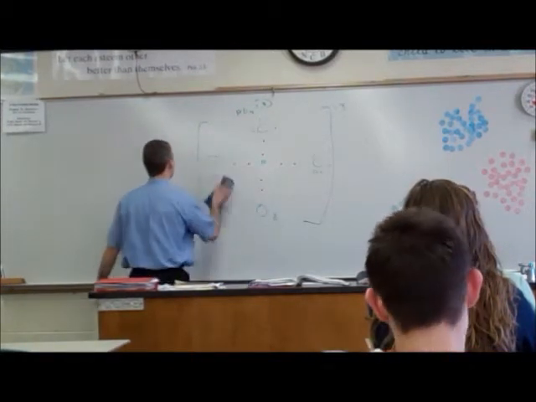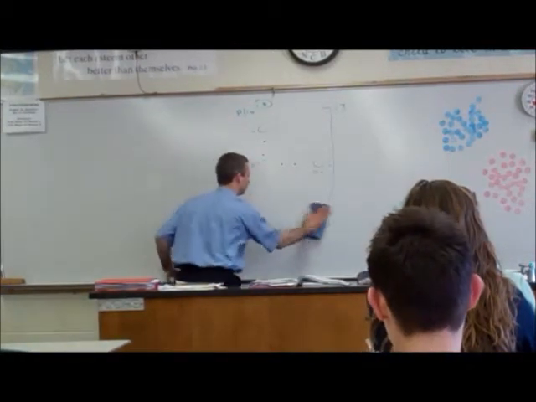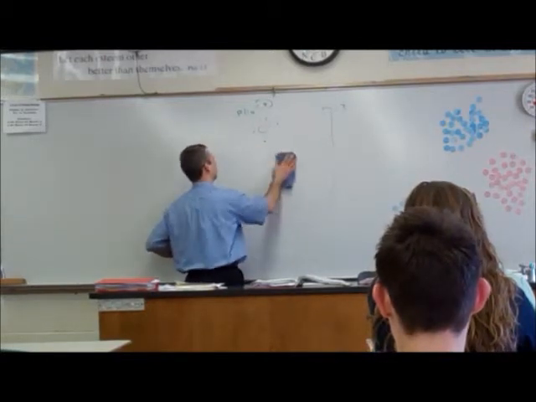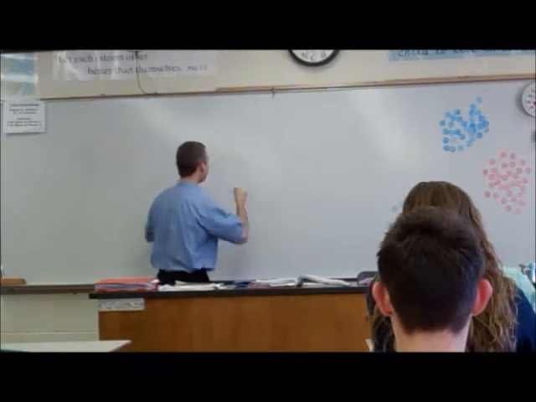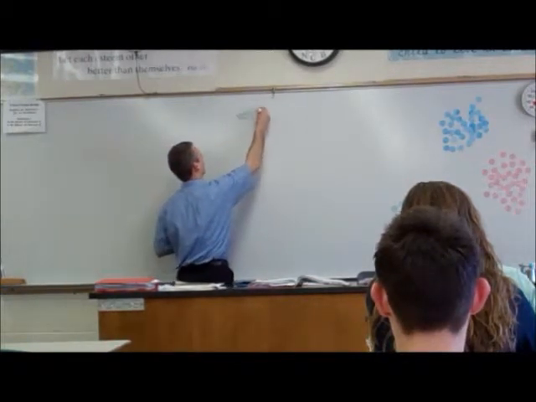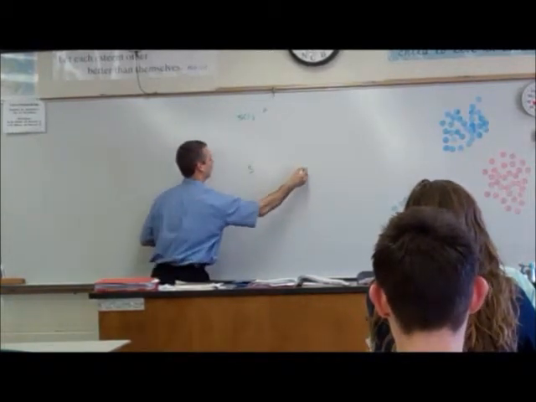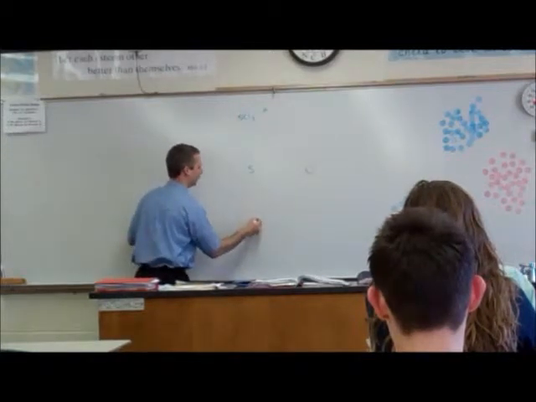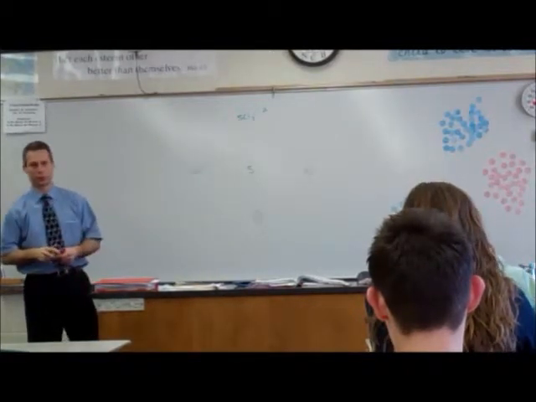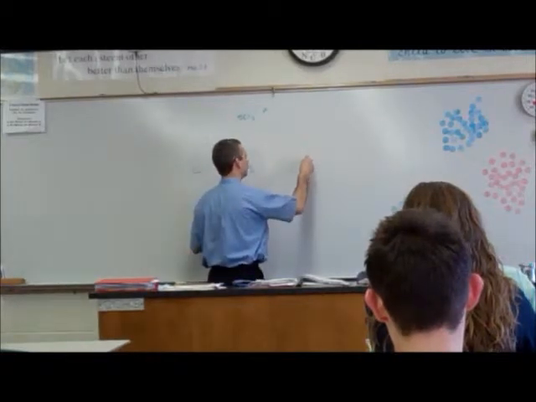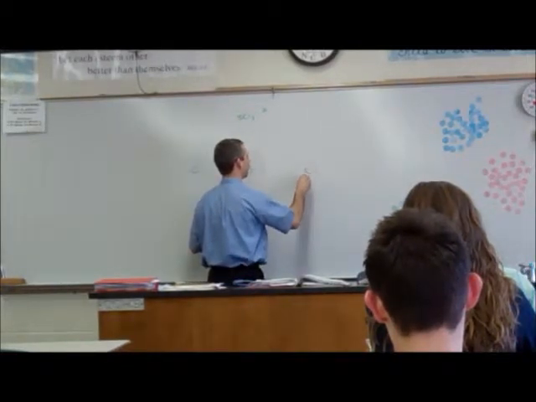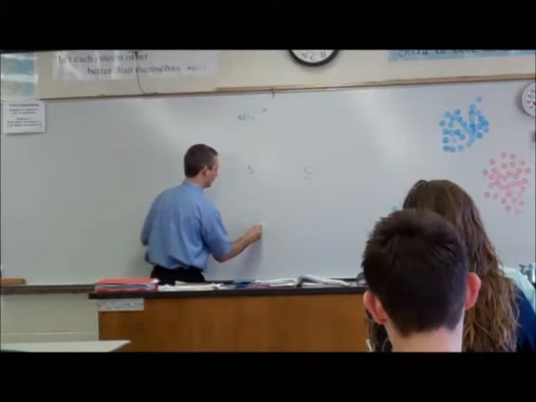Okay, SO3 minus 2. S in the middle, we're going to put 3 oxygens. Just going to evenly distribute them at this time. Solomon, oxygens have 6 valence electrons.